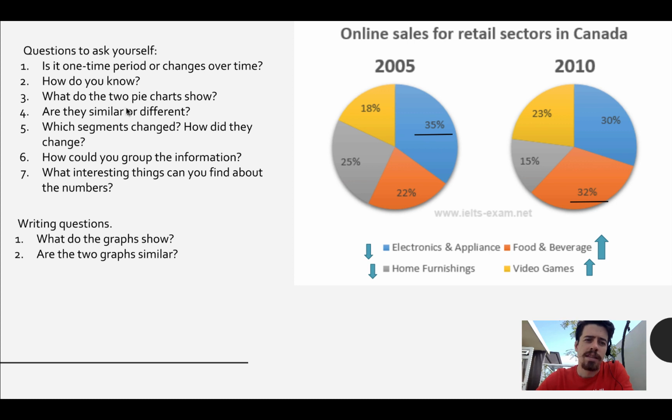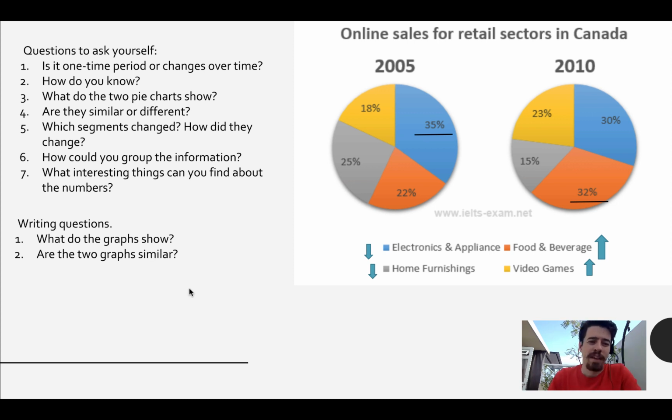These are questions you should always ask yourself before you start any graph writing. Before you write your introduction, you should know the answer to these questions. And in your introduction, you basically need to answer these two questions: What do the graphs show? Are the two graphs similar? So it should be 2 sentences. It should take you about 3 minutes to write it. So pause the video now. Actually answer these 2 questions in full sentences as if you're writing your introduction.